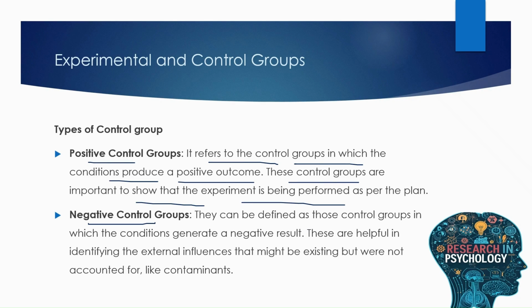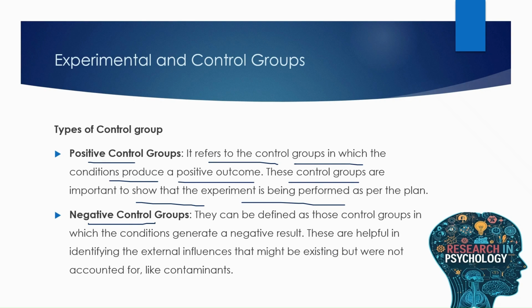So basically, the person would be getting something that has a known effect on the problem under study, right? So for example, like we talked about the pimple, the positive group will be receiving something that is known to be effective against the pimple, right? But it would not be the exact same thing that is being given to the experimental group.